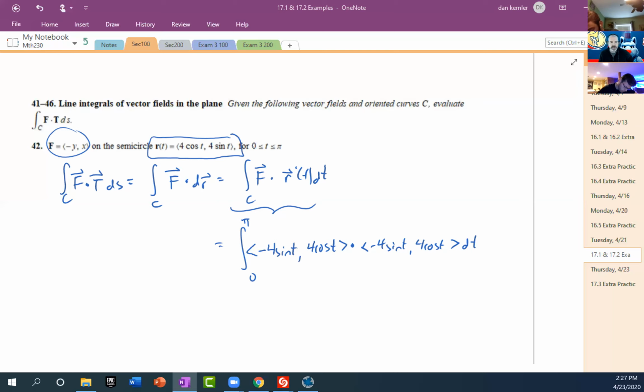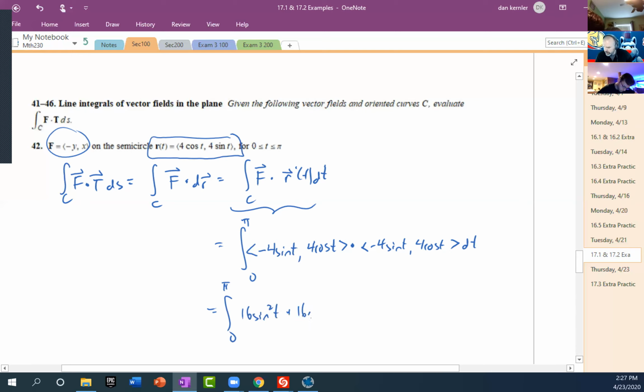All right. And so now we'll take that dot product. 0 to pi, and we get 16 sine squared t. Oh, that's convenient. 16 cosine squared t dt. You can factor out a 16. That's sine squared plus cosine squared, that's 1. So you just get 16 dt. And that's 16t from 0 to pi, and that's 16 pi. Nice. Does not get much better than that.